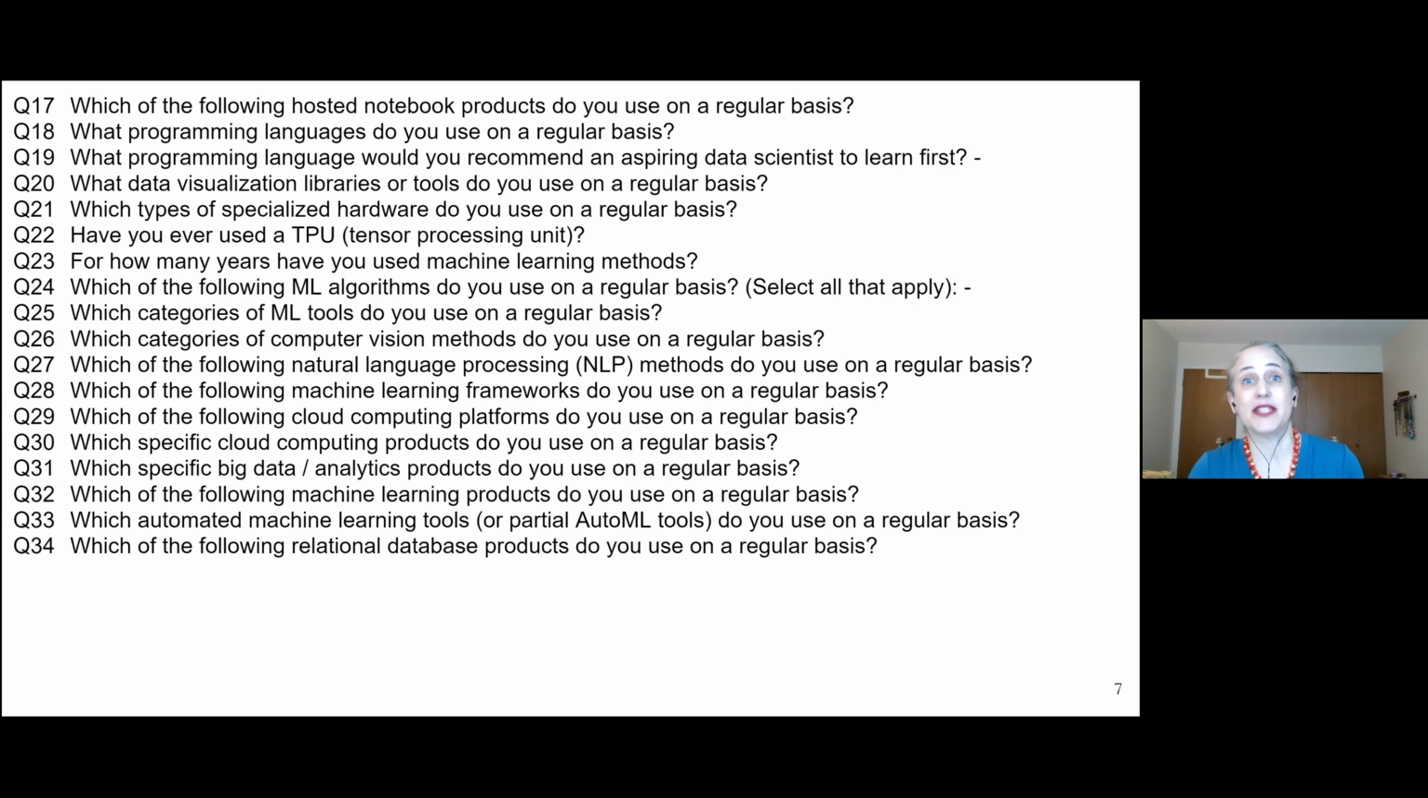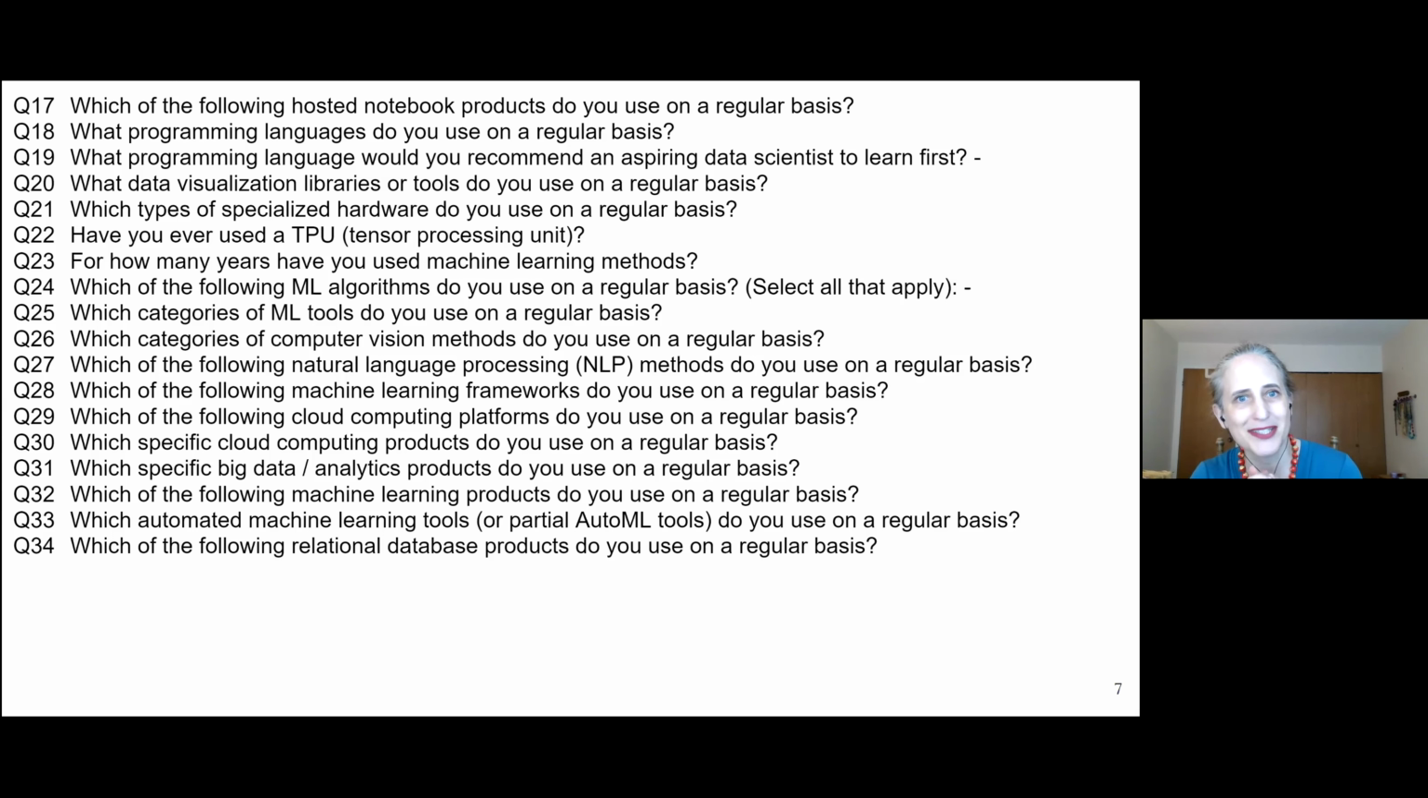Surprise, most people said Python. What data visualization libraries or tools do you use? Which types of specialized hardware do you use? Have you ever used a tensor processing unit? How many years have you used machine learning? Which machine learning algorithms do you use? Which categories of machine learning tools do you use?